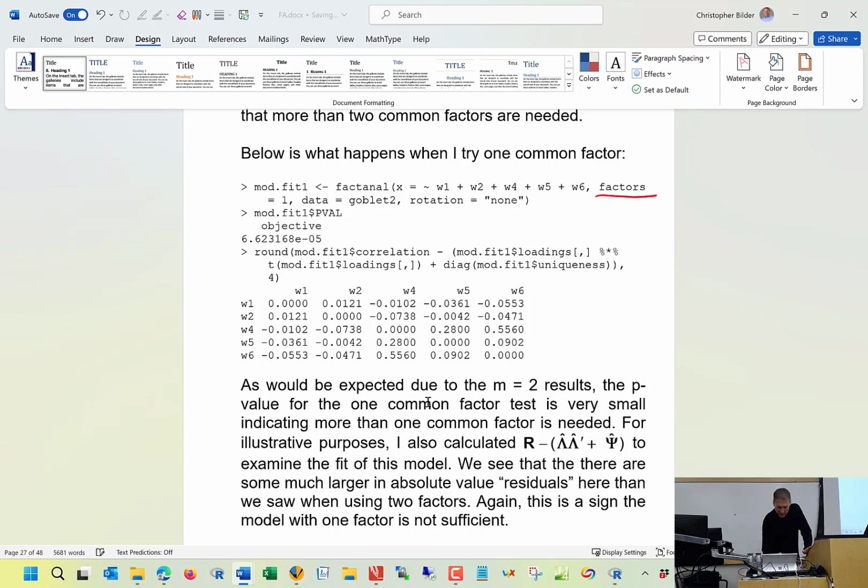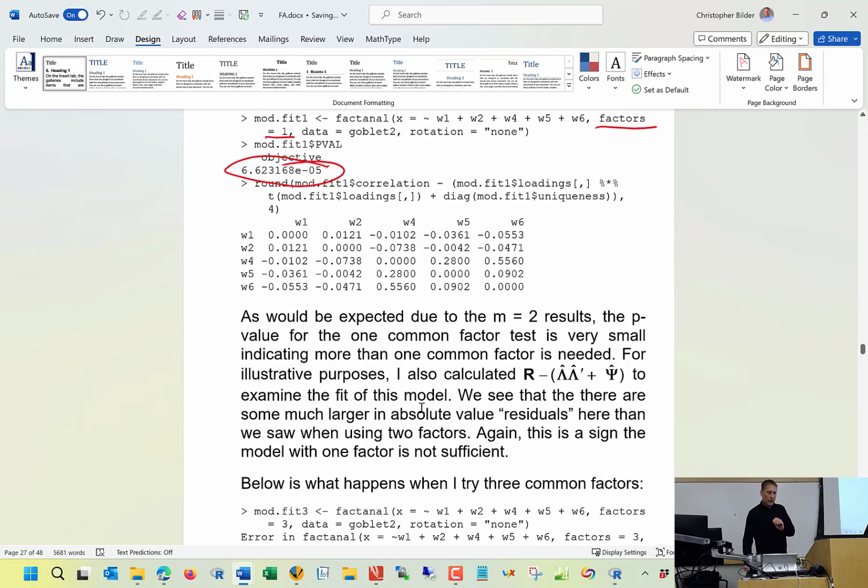So I say factors equal 1. Here's my p-value. It is much smaller. One reason why I want to show you this is take a look at this. Look at the residuals. So I use the same matrix algebra tools as what we saw before to find those residuals. Look how big in absolute value those residuals are. This is a big warning to you that this factor analysis model with only one common factor is just not sufficient. So this is a good illustration of how those residuals are matching up with what the p-value is representing.